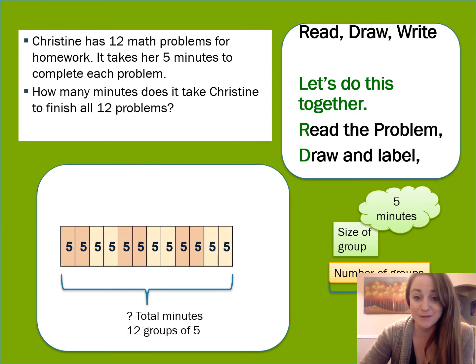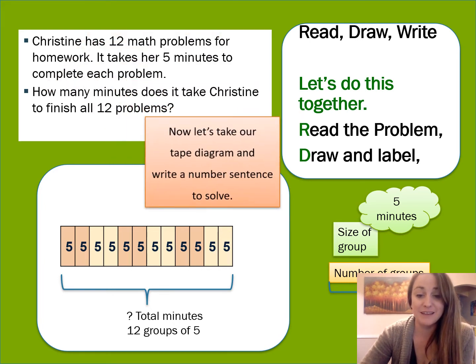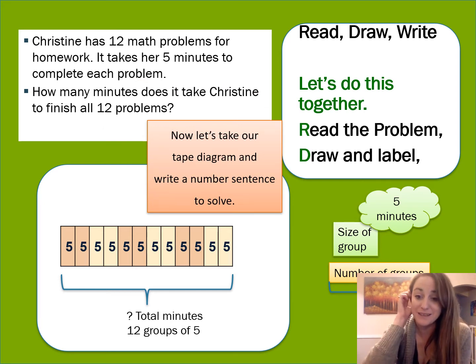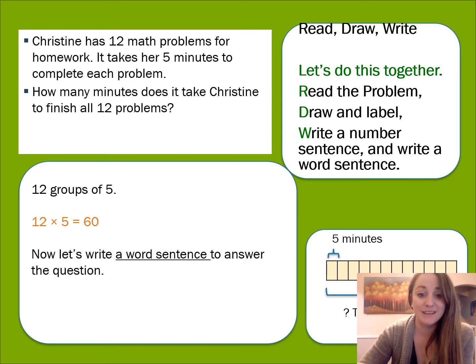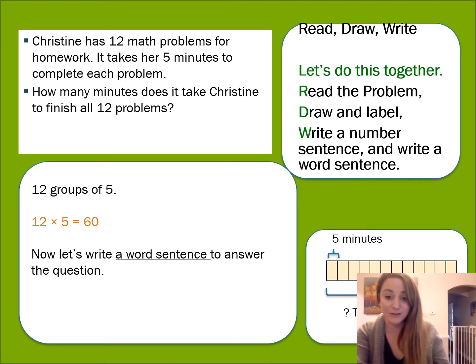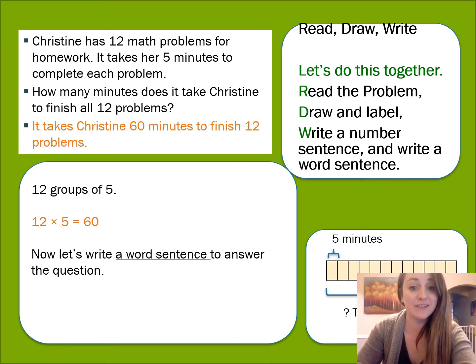Let's draw a tape diagram to help us. In this tape diagram, we see 12 groups of 5, and we have an unknown labeled. Take a moment, pause the video, and write this down. Next, we're going to take that tape diagram and write a number sentence to solve. 12 groups of 5. What number sentence would match 12 groups of 5? 12 times 5 equals 60. Now, let's write a word sentence to answer the question. It takes Christine 60 minutes to finish all 12 problems.